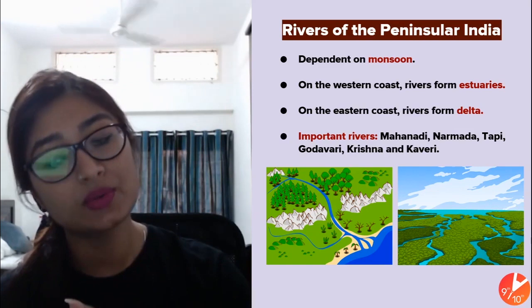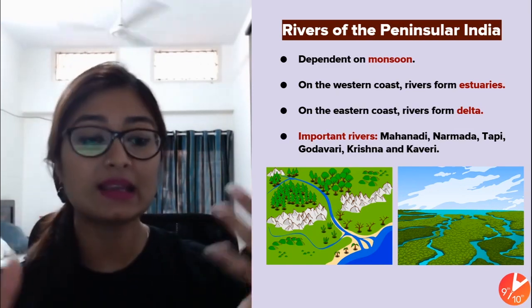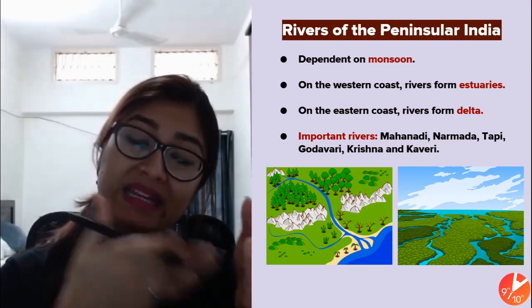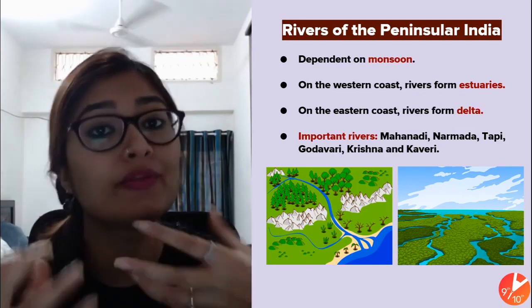Now what are estuaries? So an estuary is basically the meeting point of fresh water of the river.